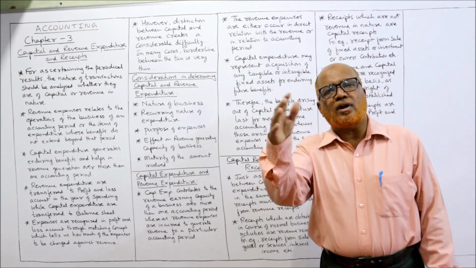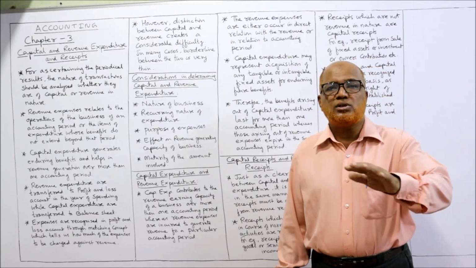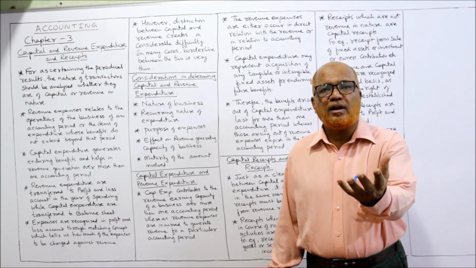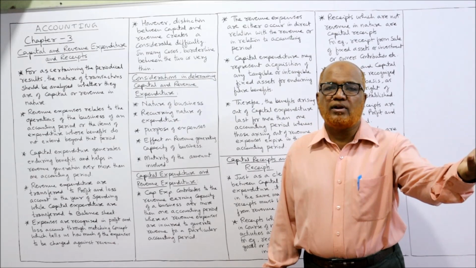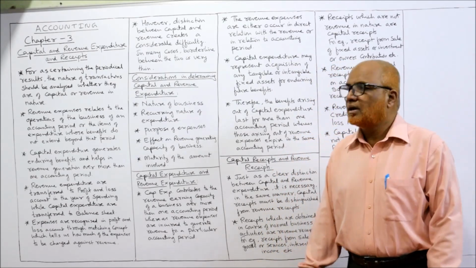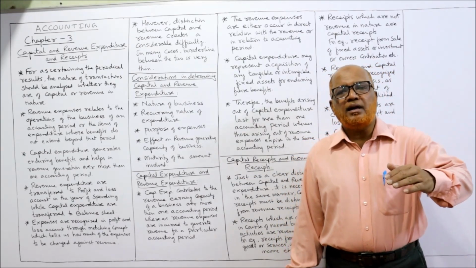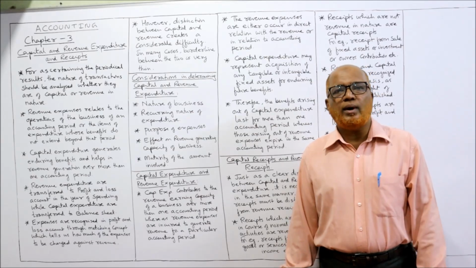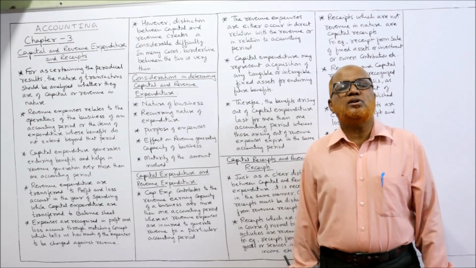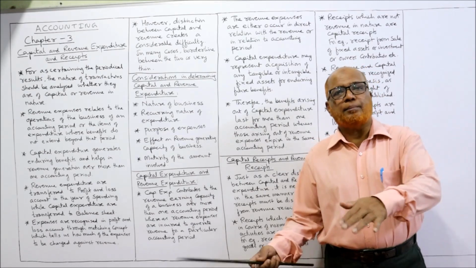The same furniture for other business houses is a capital expenditure, because furniture are purchased not for sale, but for use in the business. So the same furniture, for one business it is a revenue expenditure, for another business it is a capital expenditure, depending on the nature of the business. Similarly, recurring nature of expenditure. Normally, if expenditure is recurring every now and then, it will be treated as a revenue expenditure. But some expenditure is non-recurring. It is a capital expenditure.